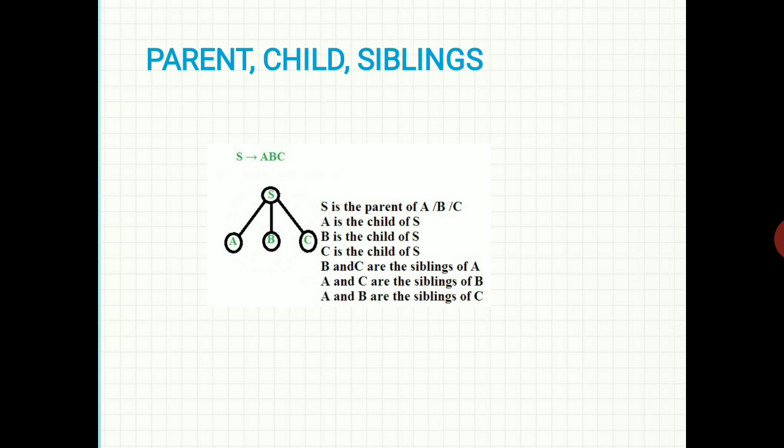At the same time, we can say that B and C are siblings of A. Siblings means children of the same parent. So A, B, C are the children of S. We can say that B and C are the siblings of A, A and C are the siblings of B, and A and B are the siblings of C. That is the relation between parent, child and siblings. It is used in the types of attributes.